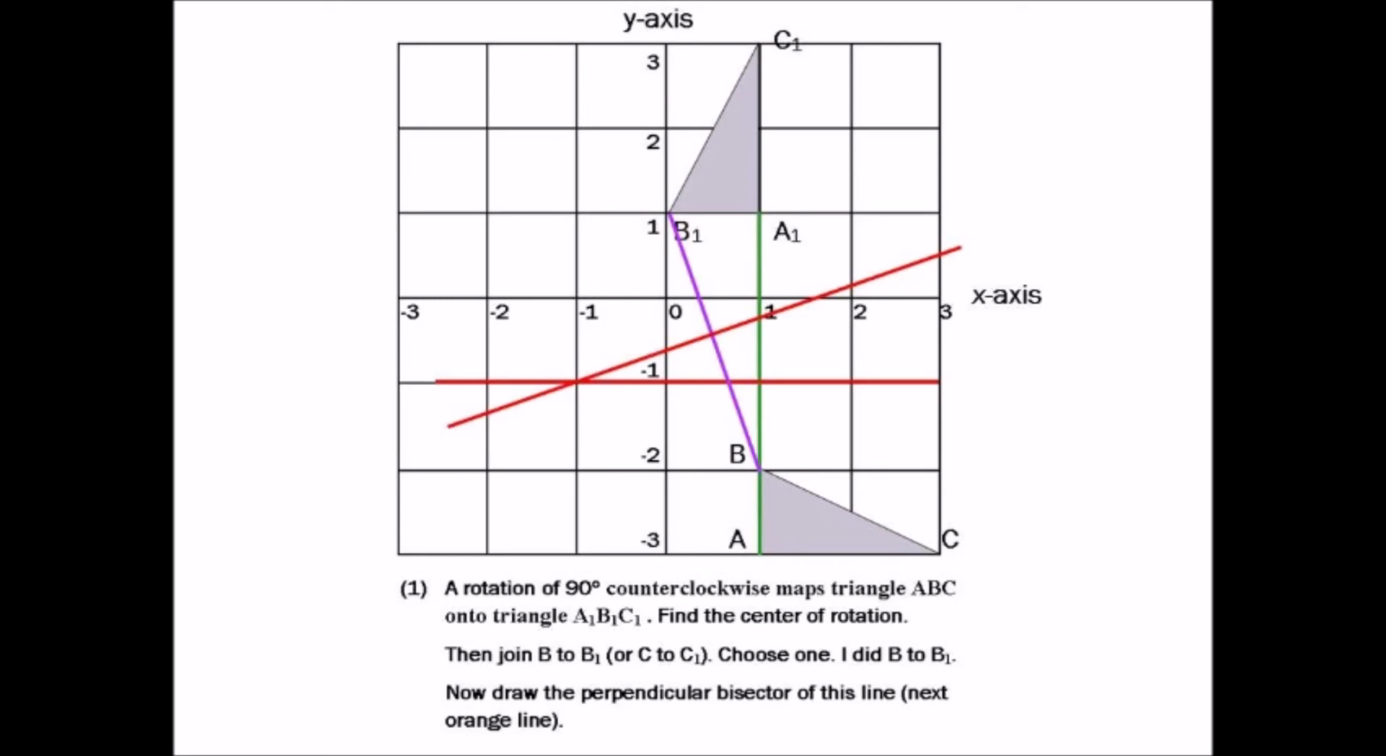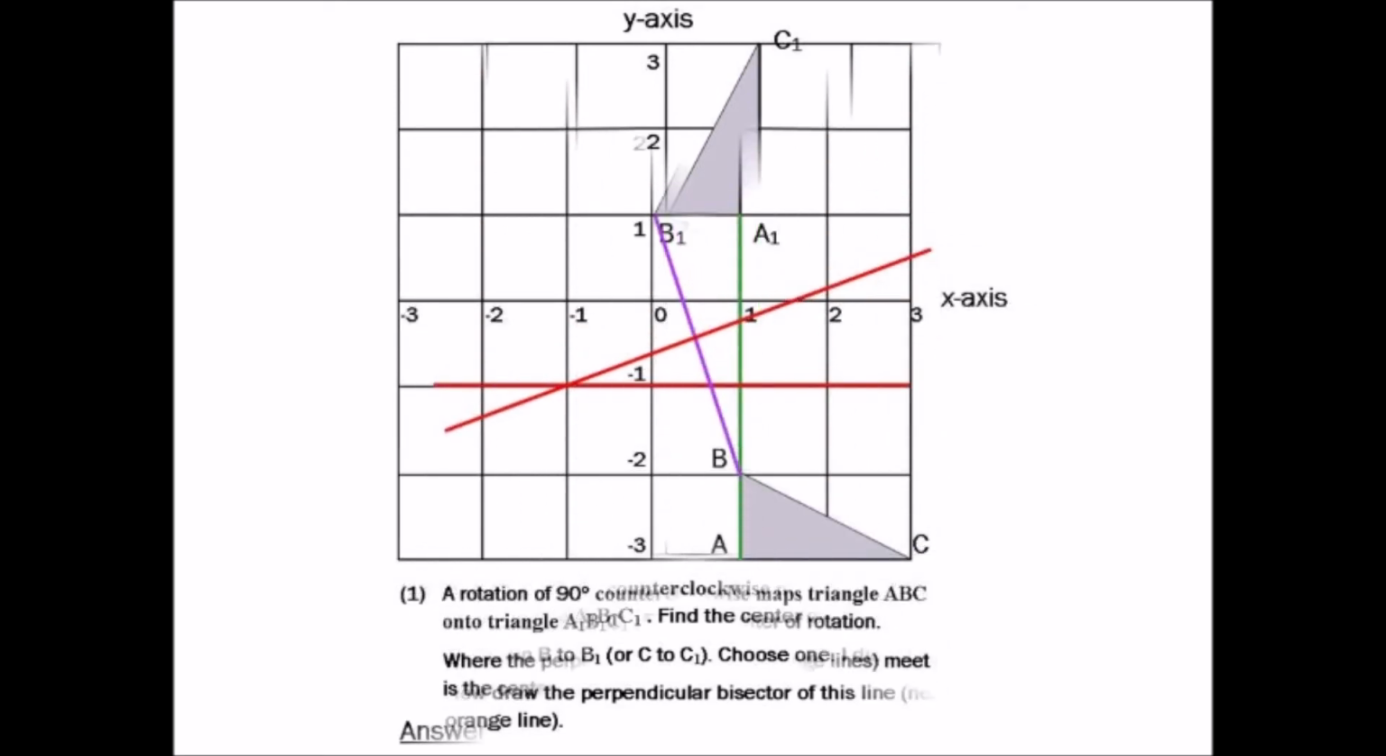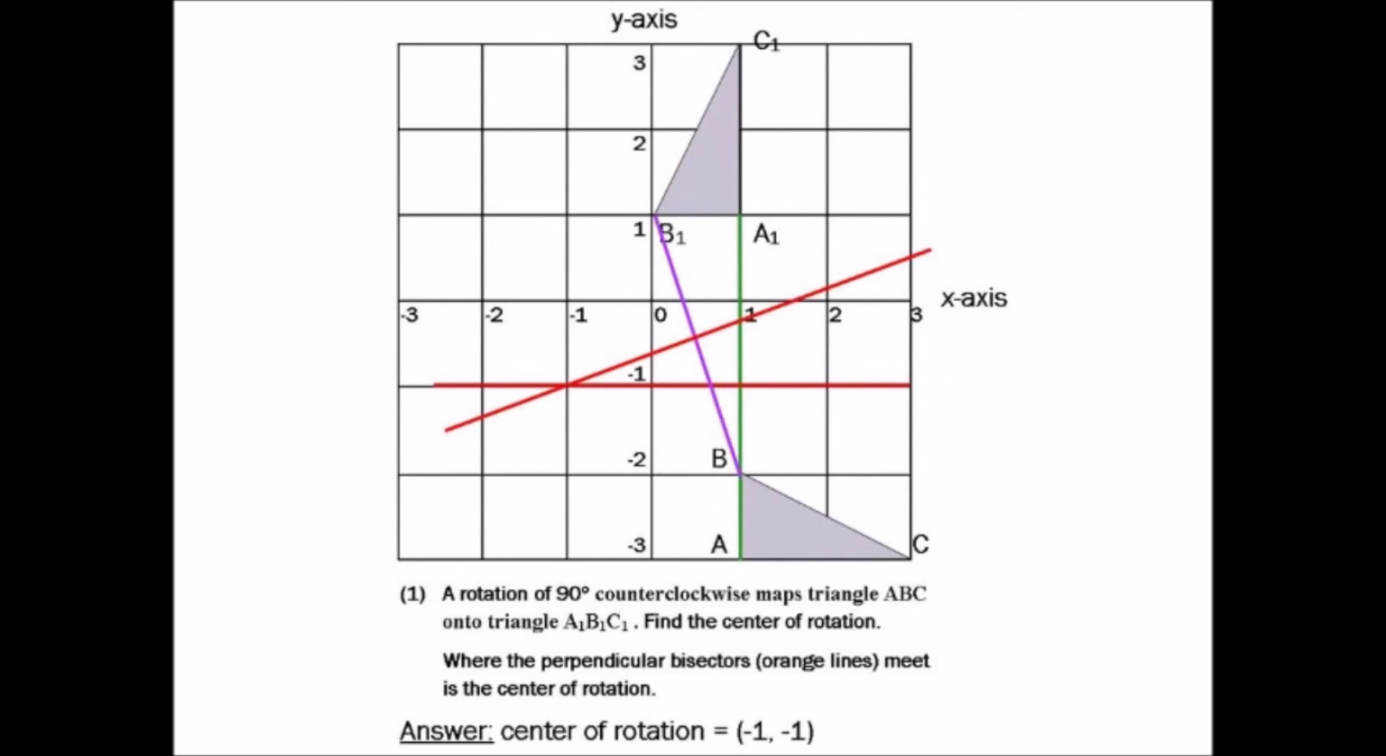And there you see the center of rotation at a certain point, and we have to put that in. But the first part was you have to do the perpendicular bisector for any two sides of the triangle, and the two sides must match up. So we did A to A1, and then we did B to B1, and we did the perpendicular bisectors. And there you have your answer.